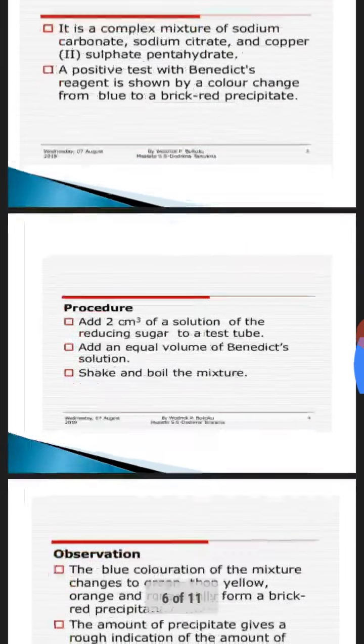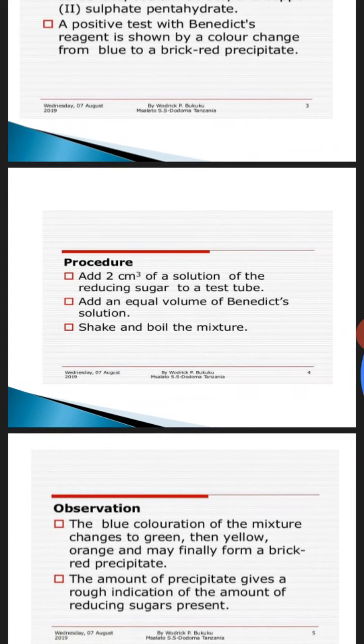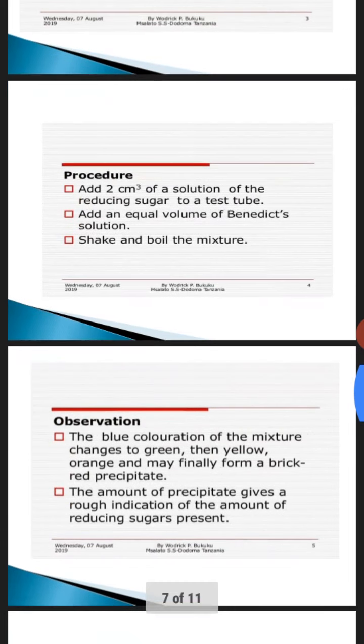Now, in the procedure, what are we doing? We take 2 ml of the solution, whatever solution that will be unknown. Here I have told you that we are doing the Benedict test for sugar, so you know. But when you do it practically with unknowns, you will take 2 ml of the unknown solution in a test tube and add an equal volume of Benedict solution. That means if you take 2 ml, you add 2 ml of Benedict solution. Then you shake it and boil the mixture.